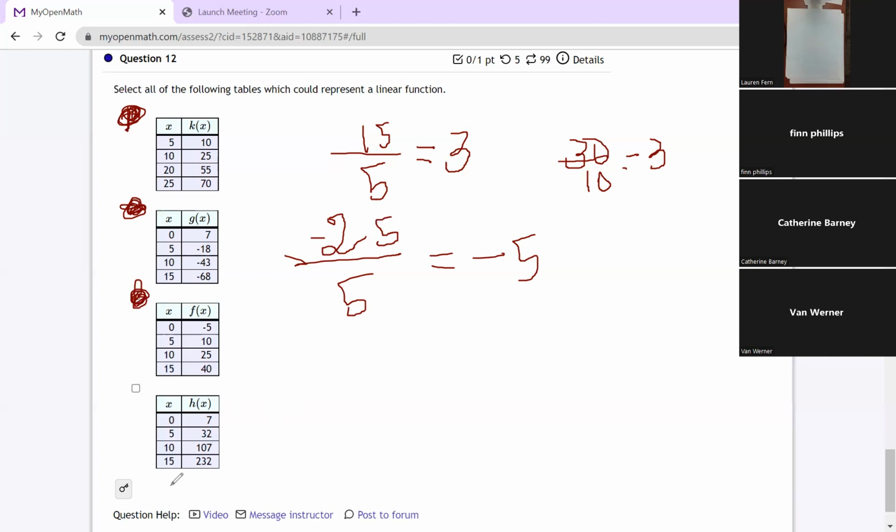Notice each of these are changing by 5. How do I get from 7 to 32? I add 25, don't I? Am I adding 25 to get from 32 to 107? No. Heck no. Bing, done. You good?